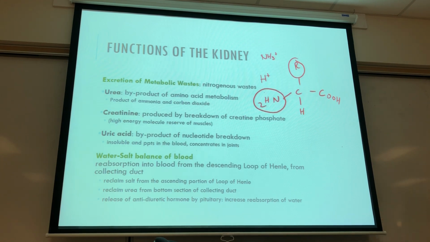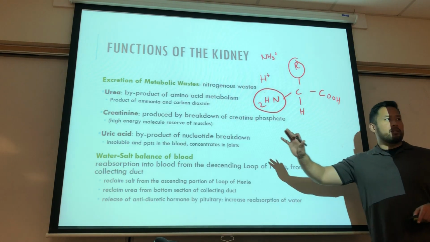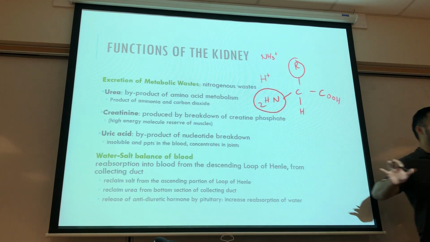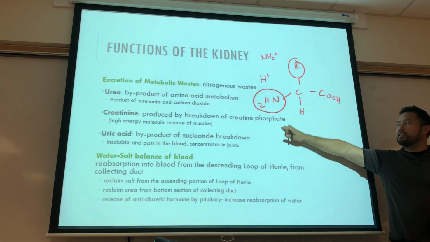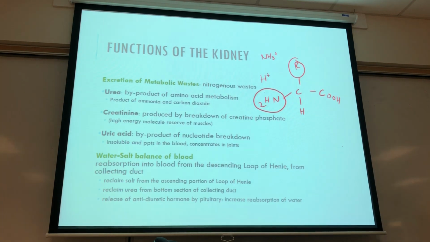Creatinine is the breakdown of creatine phosphate. And we haven't talked about creatine phosphate because we didn't really get into muscle physiology. But one of the ways that we are able to store ATP in the muscle is through creatine phosphate. So this is our storage for creatine phosphate. And whenever we break apart creatine phosphate, we create something called creatinine.